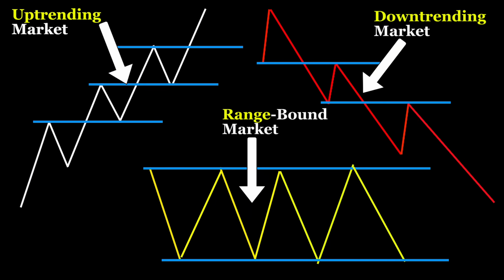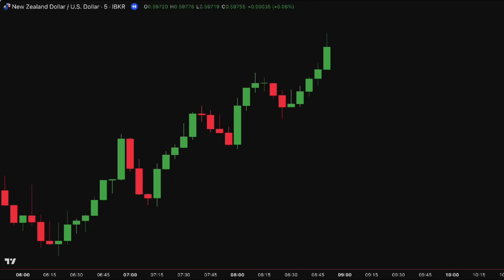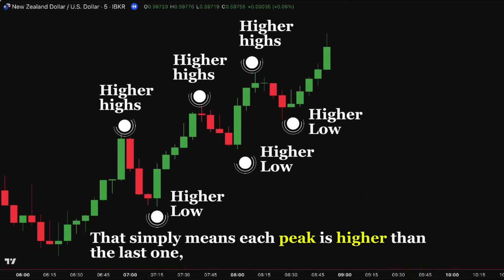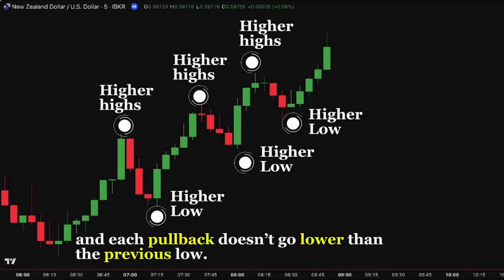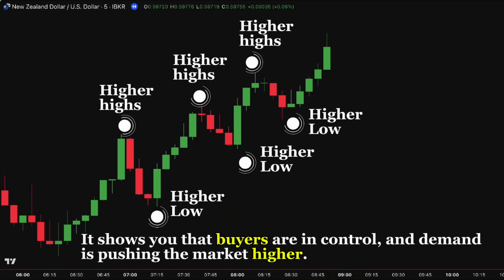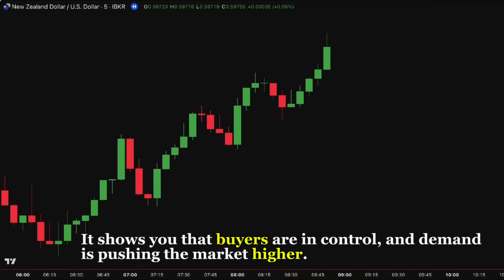Your job is to understand the story the market is telling so you don't get caught trading in the wrong direction. In an uptrend, price moves in a clear staircase pattern. It makes a series of higher highs and higher lows. That simply means each peak is higher than the last one, and each pullback doesn't go lower than the previous low. This is a sign of strength. It shows you that buyers are in control and demand is pushing the market higher.